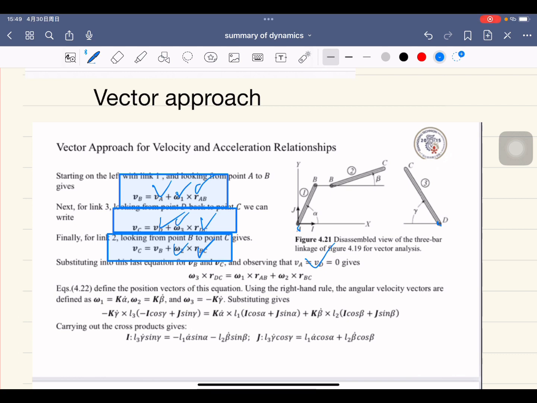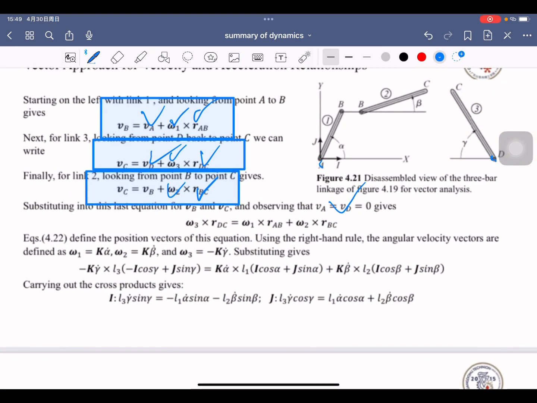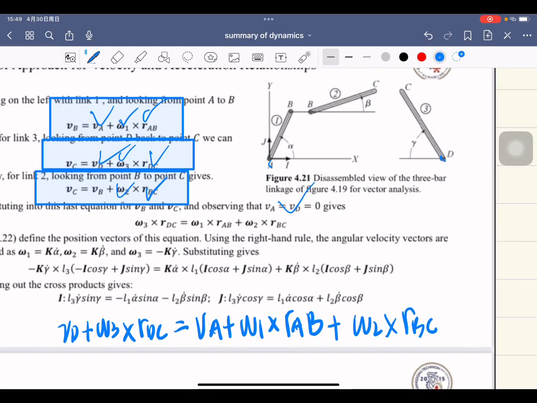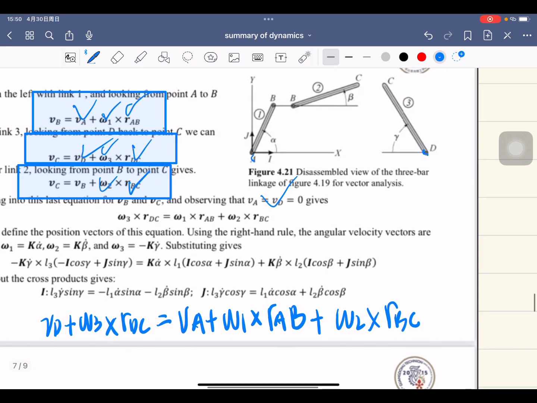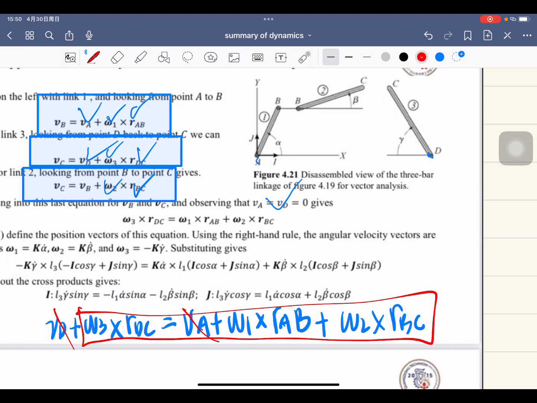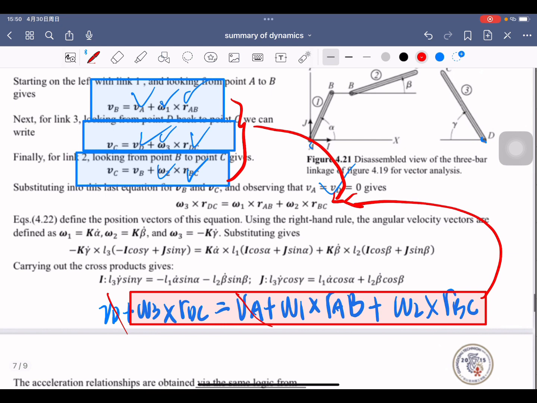Let me think about it. Maybe we could just use this one. VBC will equal VD plus omega 3 cross product RDC. It will equal VA plus omega 1 cross RAB. Omega 1, but these two are 0. So it becomes this. Using this equation, you can also get this one. It's easy, right? And the equations define the position vector for this equation. Using the right-hand rule, you can use this to get this. These two are plus, this will be minus.